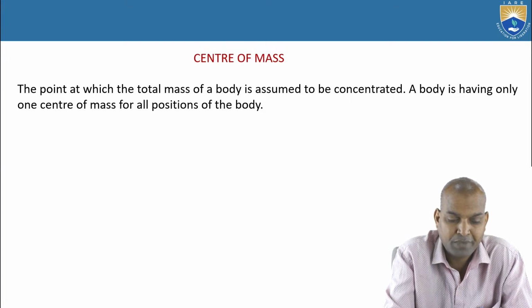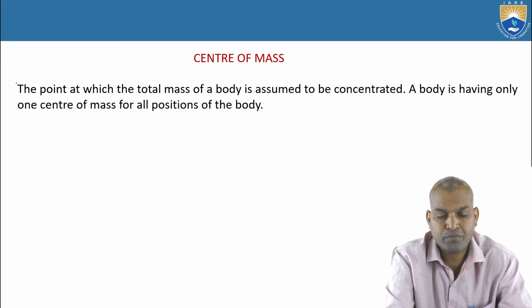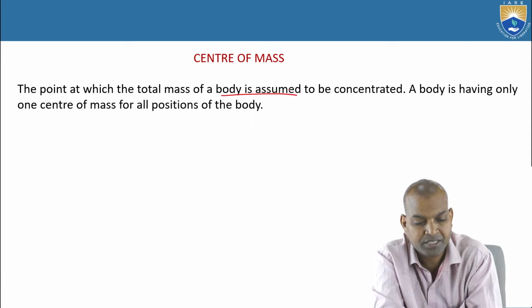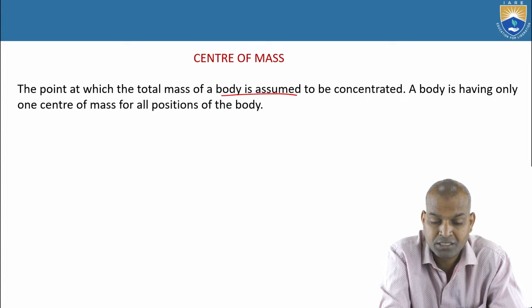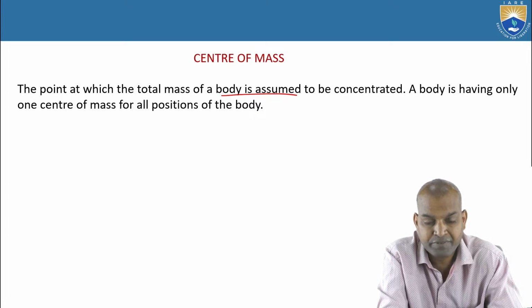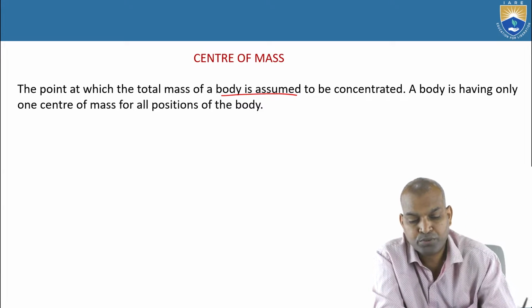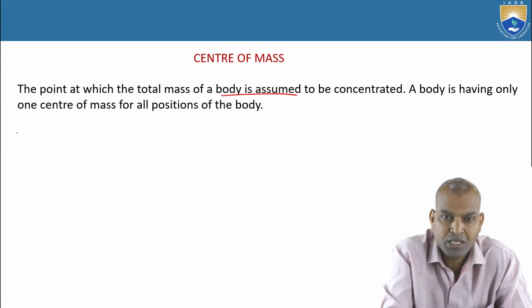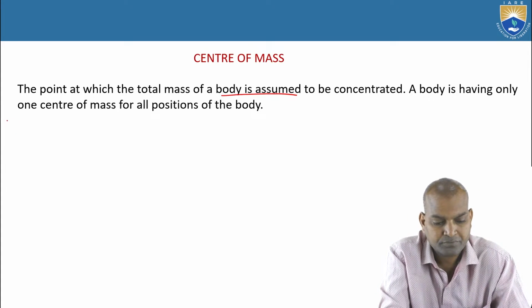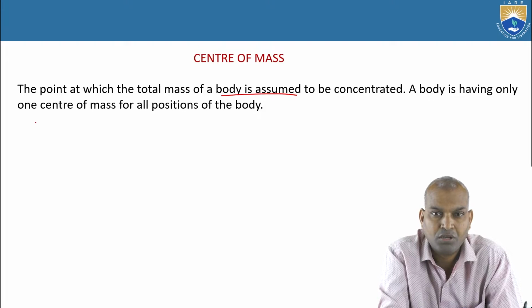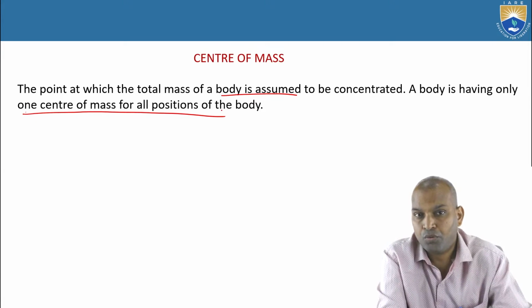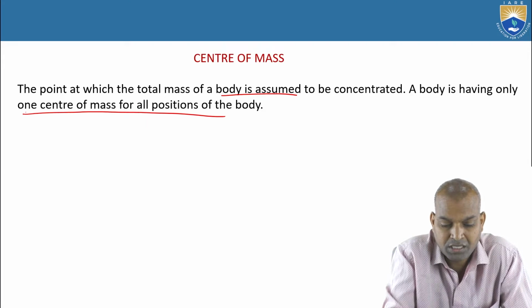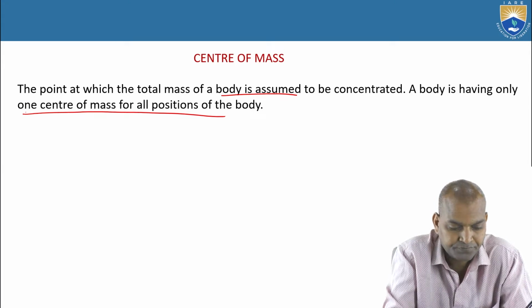But what is the center of mass? The point at which the total mass of the body is assumed to be concentrated. Center of gravity means the total weight of the body is concentrated at a particular point. Here, center of mass is the point at which the total mass of your body is assumed to be concentrated. Your body has only one center of mass for all positions of the body. So that is centroid, center of gravity and center of mass.